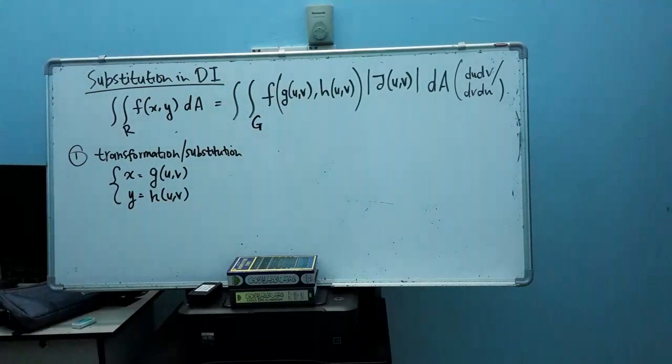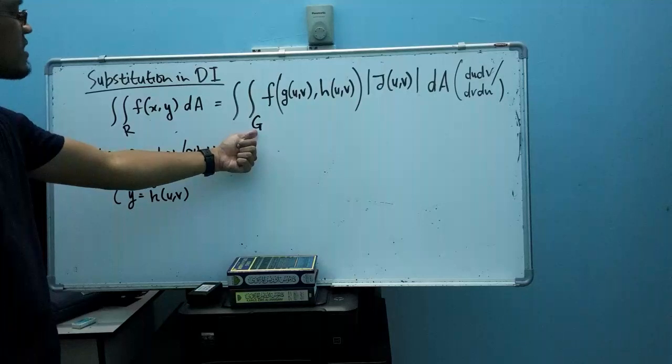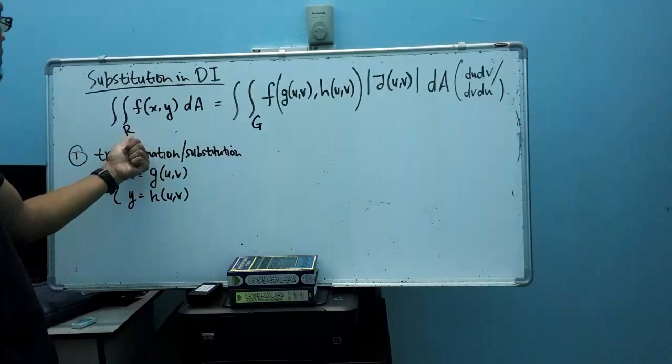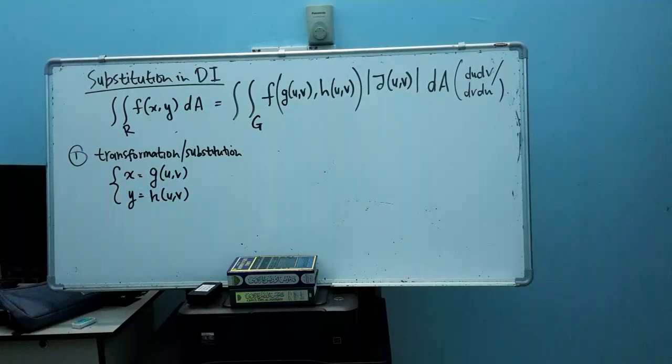So now I will have the new region of integration, let it be G. G here means the new region of integration that is transformed from R under this transformation. Because of what?